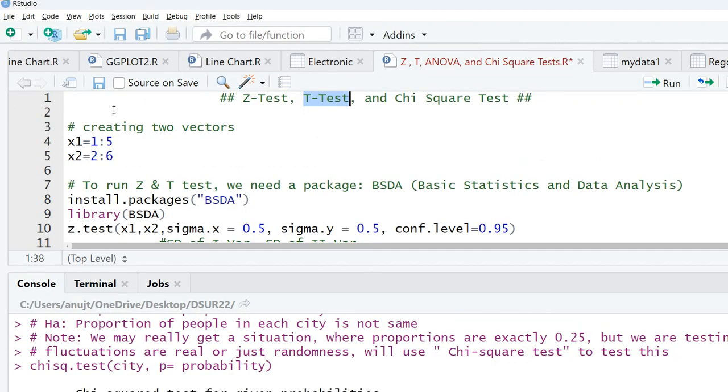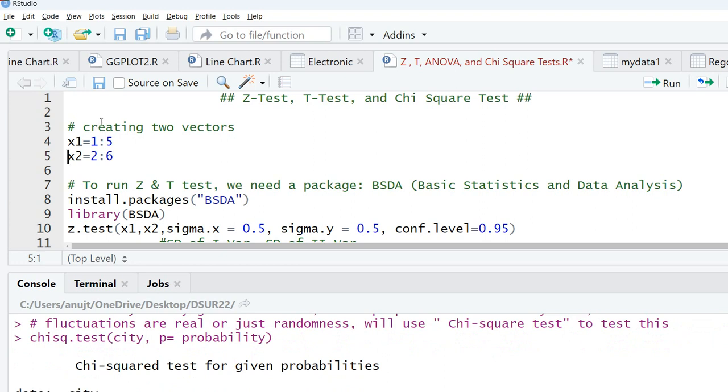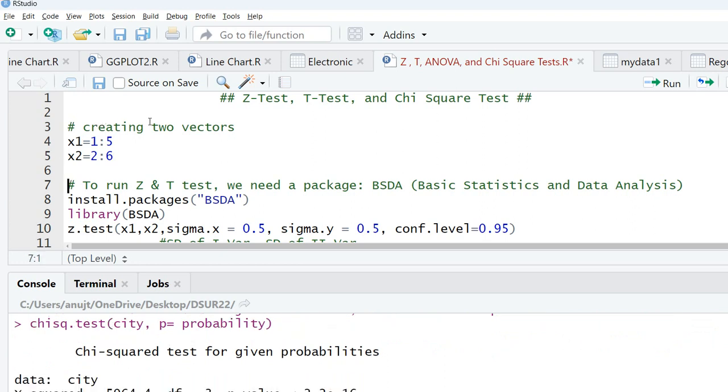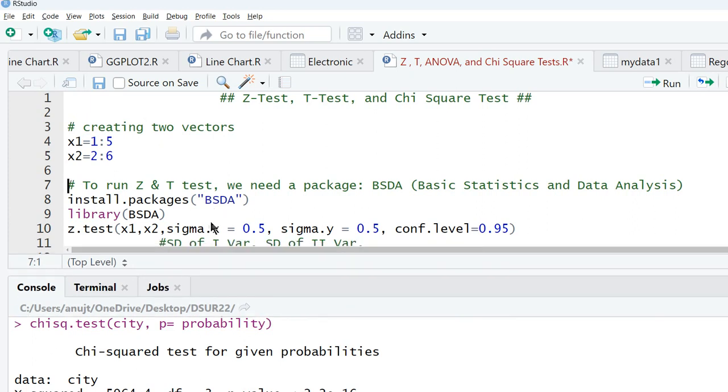See, firstly I'll create two vectors in my R Studio. Okay, x1 with values 1 to 5 and x2 is from values 2 to 6. So let me run this. X1 and x2, these two vectors I have already created, as we can see in the console.